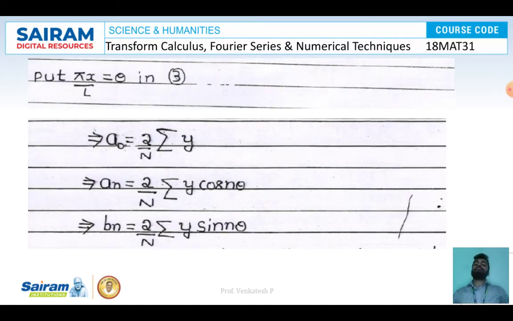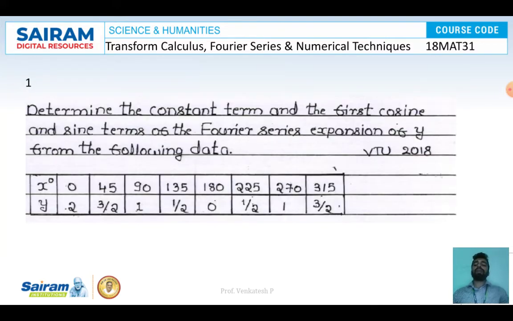Here, we'll be replacing pi x by l with theta. After replacing, we get a naught is equal to 2 by n summation y, a n is equal to 2 by n summation y cos n theta, and bn will be equal to 2 by n summation y sin n theta. We will be using this in the arbitrary interval case, for the problems on practical harmonic analysis.